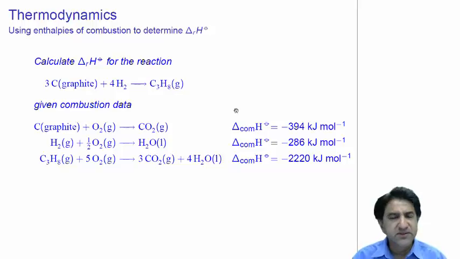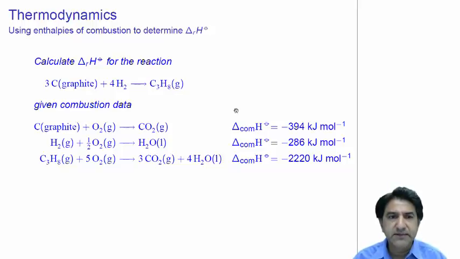The delta C H is just another word for delta H of combustion, and these are standard heats of reaction. So they're occurring at 1 bar pressure. We don't actually know what the temperature is, but probably 25 degrees. It's not given to us in this problem.